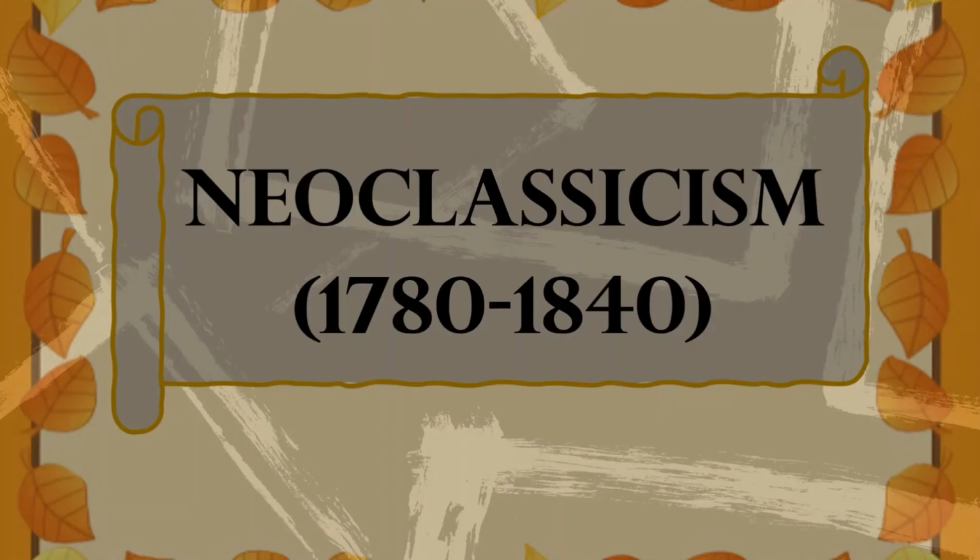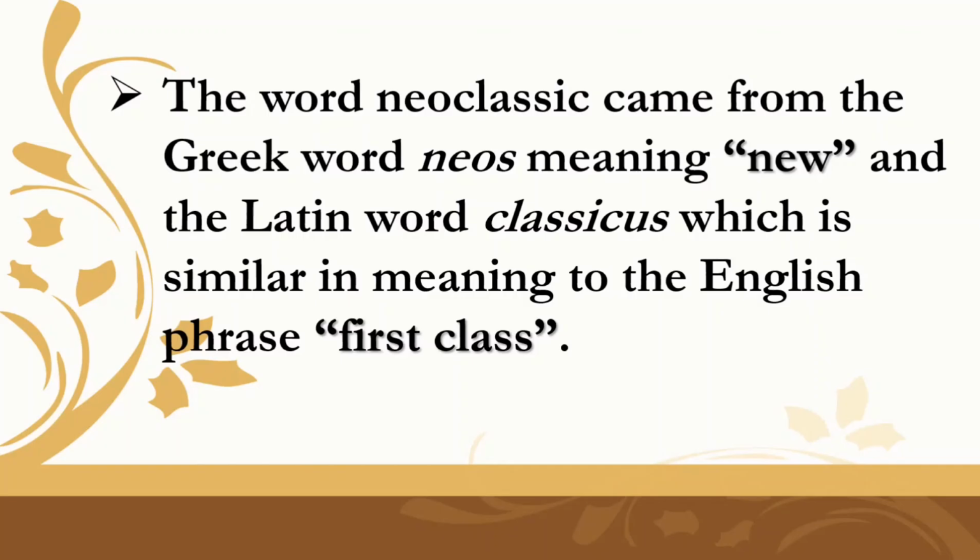Now, let's move on and discuss about neoclassicism from 1780 to 1840. Did you know that the word neoclassic came from the Greek word neos, meaning new, and the Latin word classicus, which is similar in meaning to the English phrase first class? The Western movement in decorative and visual arts was called neoclassicism. The neoclassical movement coincided with the 18th century Age of Reason, also known as the Age of Enlightenment. The art style in this period was brought about by the renewed interest in Greek and Roman classics.